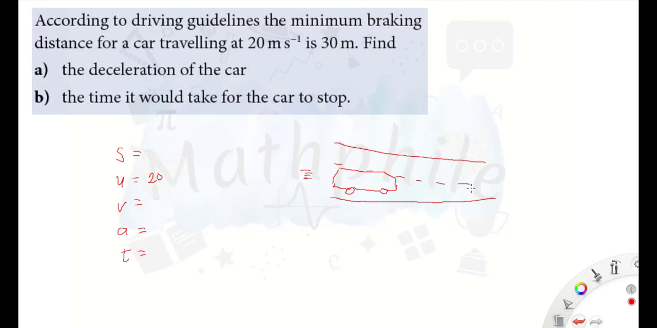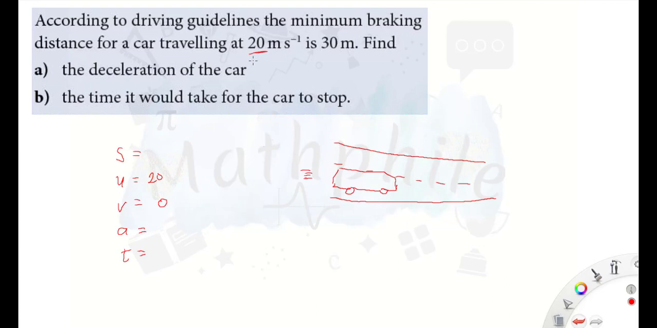If the brake is applied successfully, what will happen to the speed of the car? It will reduce, to zero. So actually, this was giving us three values.